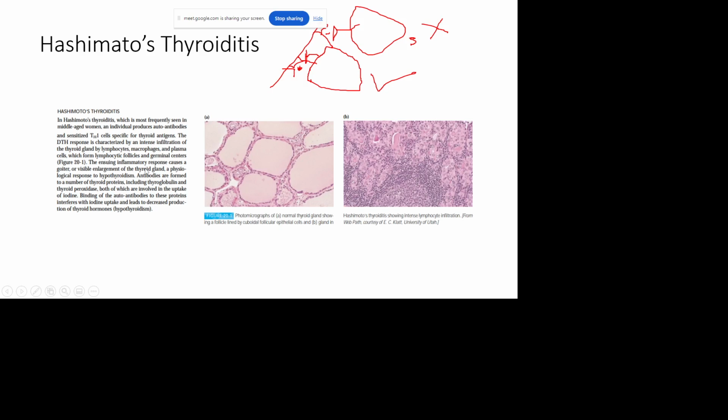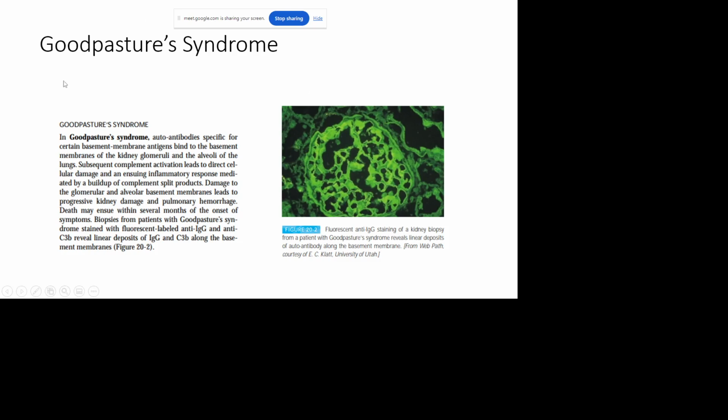So that's how the tissue will be damaged by the infiltration of lymphocytes, macrophages and plasma cells, which is due to the hypersensitization of the Th1 cell, and due to the autoantibody, which will inhibit the thyroid protein, so iodine uptake will not occur, which will lead to decreased production of the thyroid hormone. That is called Hashimoto's thyroiditis, where the thyroid gland is infiltrated with lymphocytes due to autoimmunity, right? The next disease we will see is Goodpasture's syndrome.